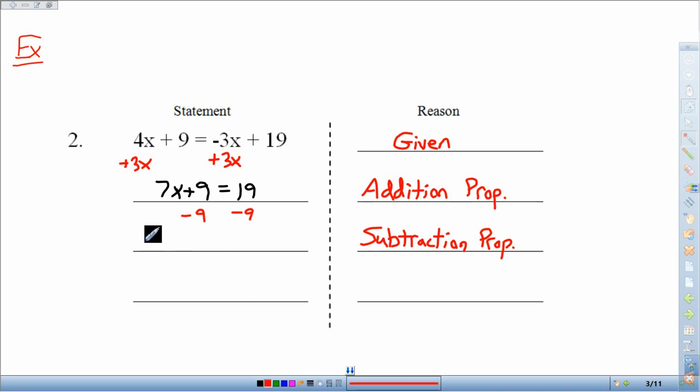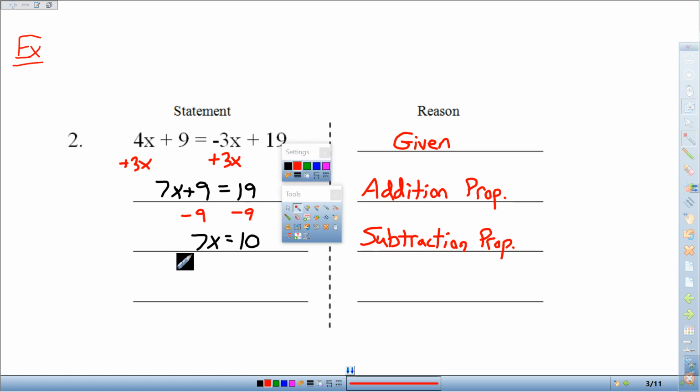All right. So let's see what we get. So nines are gone. I have a 7x on the left. On the right, 19 minus 9, I got a 10. All right. And last step, getting rid of 7. I know it's being multiplied, so I'm going to divide both sides.